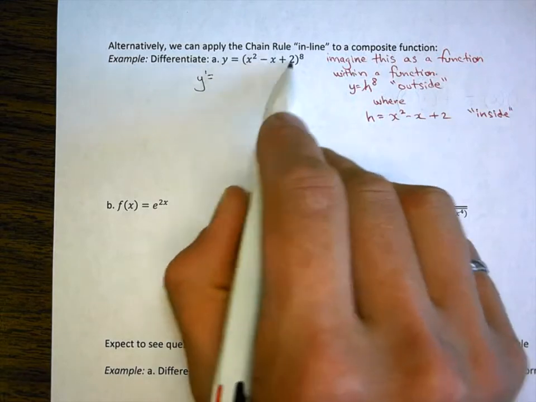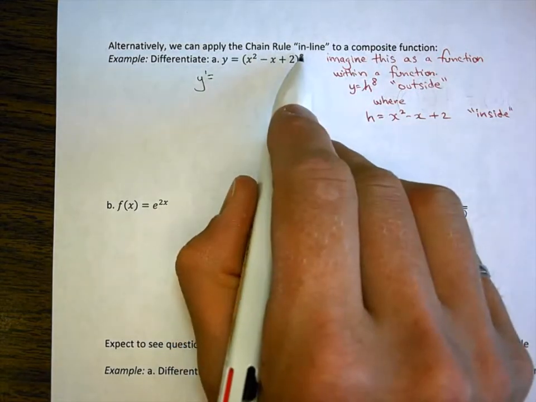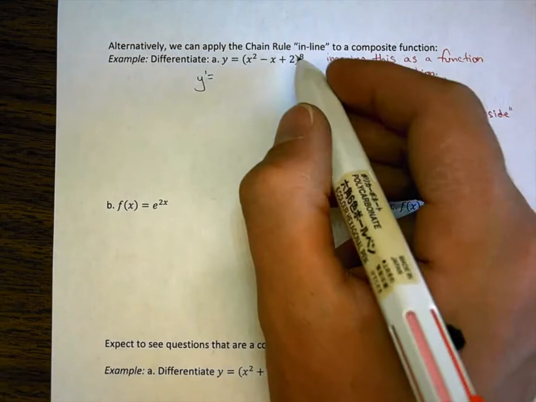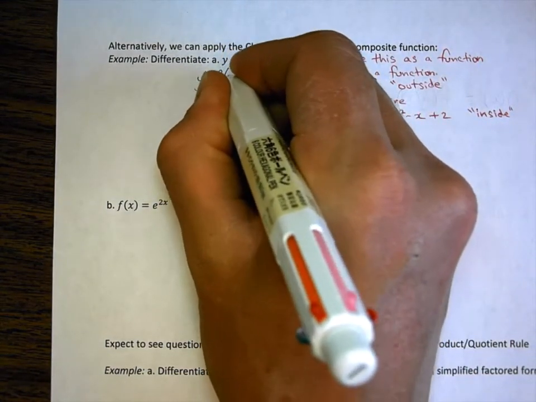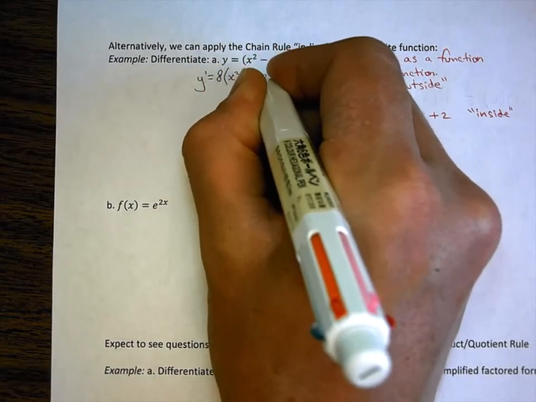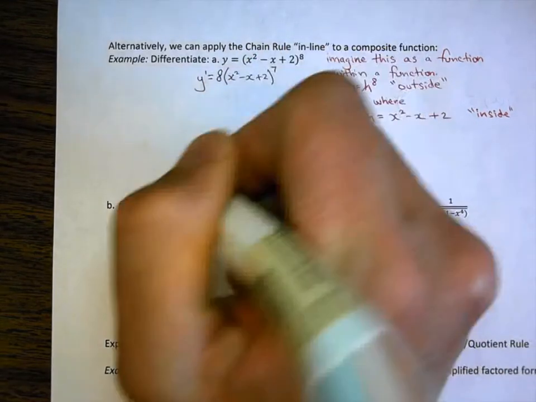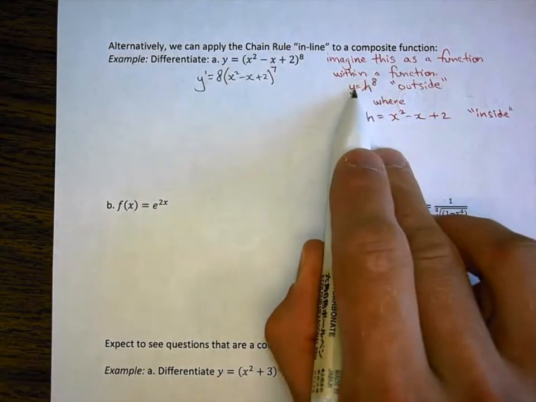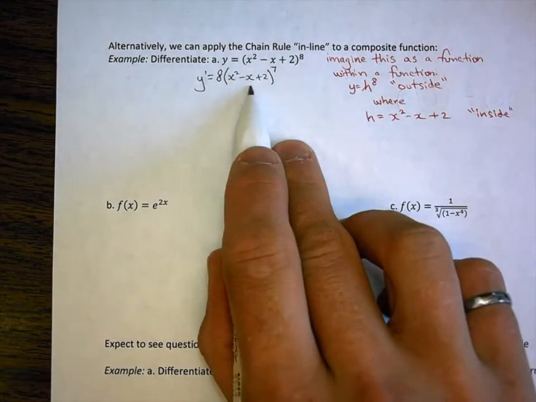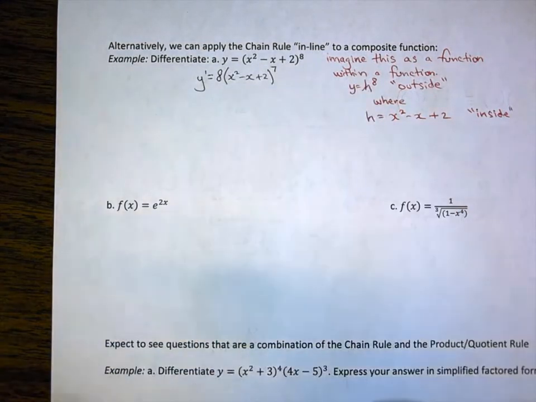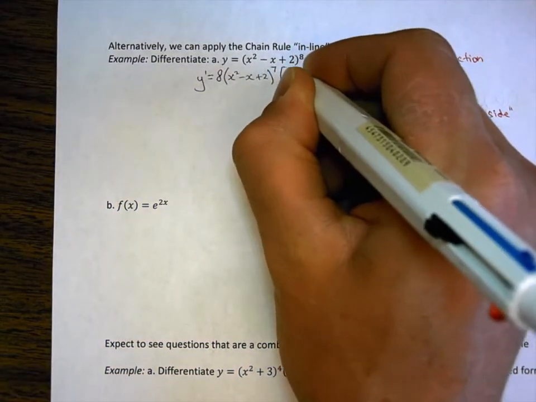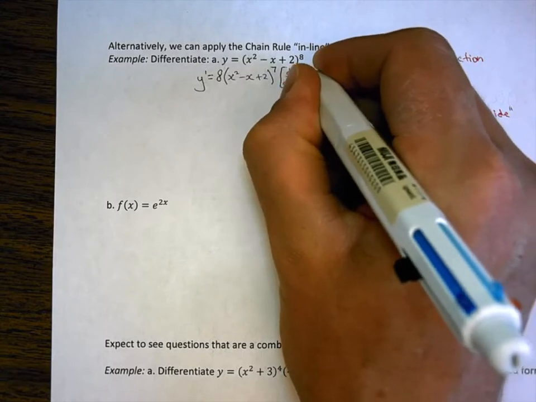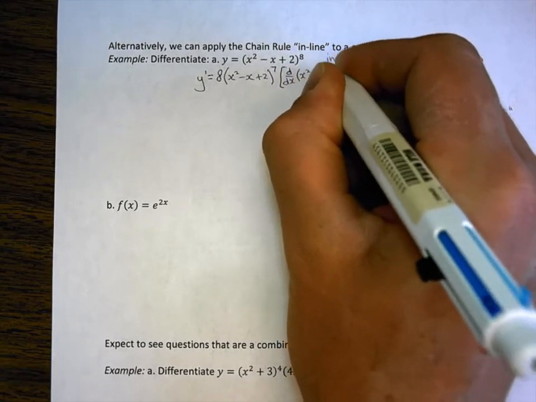So if I have my outside function, which is something to the power of 8, what's the derivative of it? Well, that's power rule. The 8 comes down, I write out that something, and then I subtract 1 from the exponent. The derivative of something to the power of 8 is 8 times the something to the power of 7. Then I need to do my chain rule. I need to take the derivative of the inside function with respect to x. So x squared minus x plus 2.